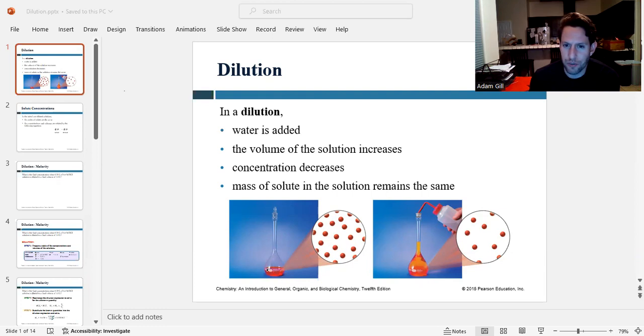So if I had a solution here with this many particles in solution and I add water, the volume gets bigger, but I didn't add any solute particles. So the same number of particles that were in here originally are the same number of particles that are in this solution. All we did is just add more solvent to make it less concentrated, so the particles are further apart. This would be a concentrated solution. This would be a diluted solution.